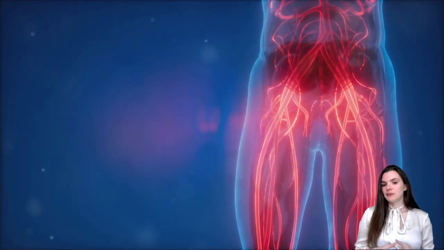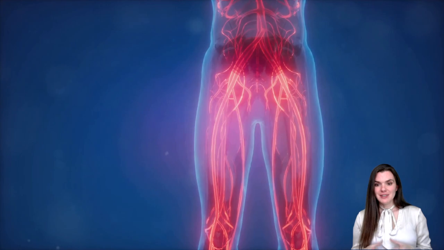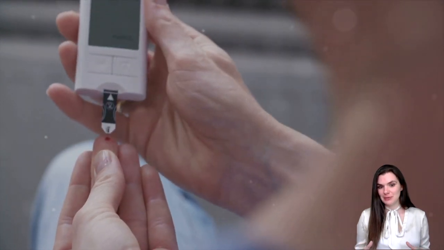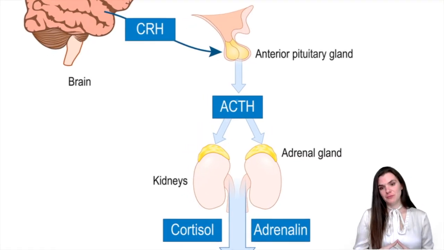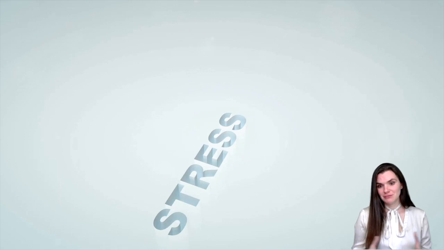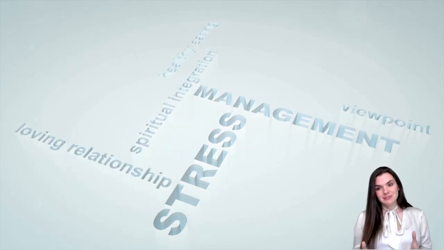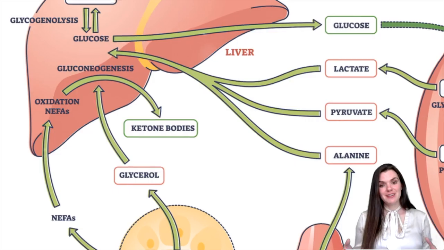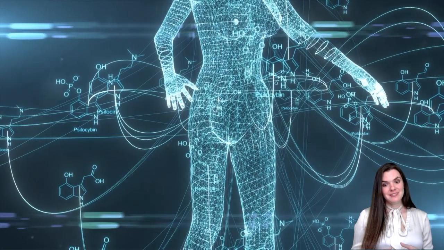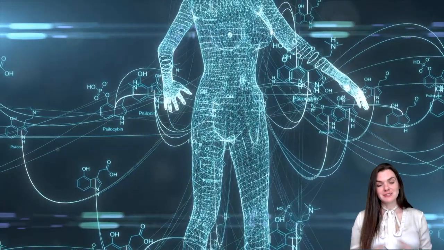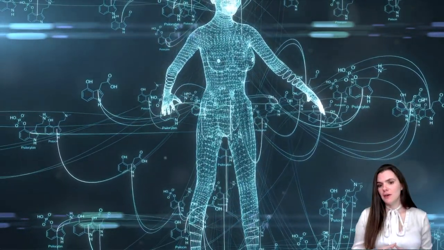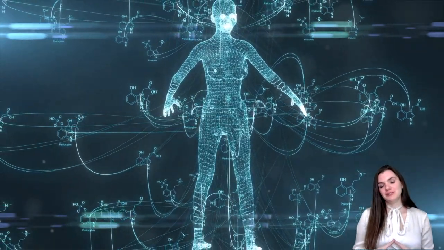On the right side of the flowchart, impaired glucose use is shown to lead to increased serum glucose. The body's response to stress involves the release of catecholamines, cortisol, and growth hormone, which raise blood sugar levels even more. However, this can also trigger lipolysis, gluconeogenesis, and glycogenolysis, processes that break down fats and glycogen into glucose, further increasing blood glucose levels.